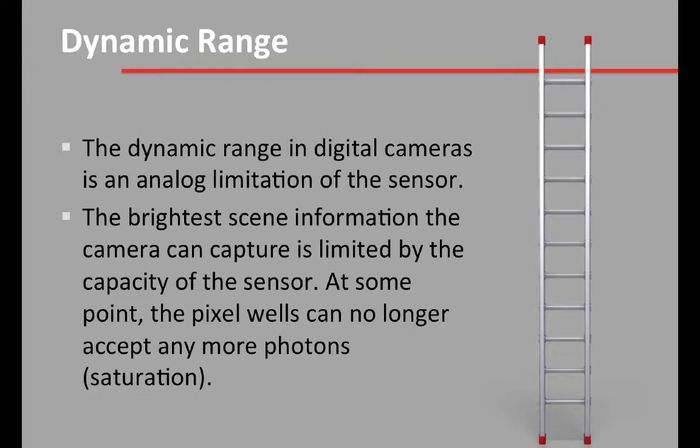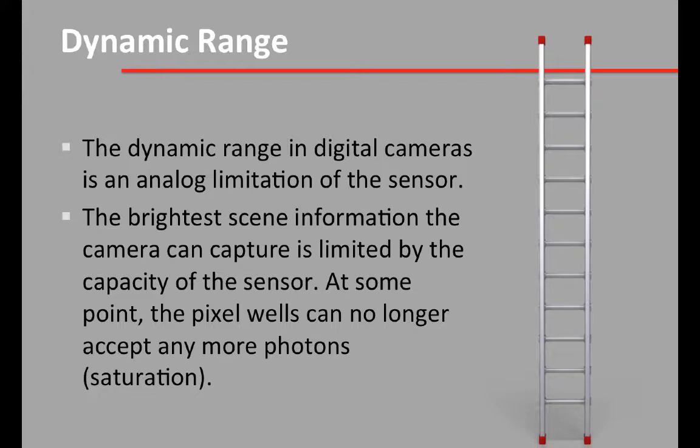So the dynamic range in digital cameras is an analog limitation of the sensor. It's a physical analog limitation that the sensor can record. It's a limitation based on two elements: how much light it can record in the brightest areas and how much light it can record in the darkest areas. So let's look at the brightest area first. The brightest scene information the camera can capture is limited by the capacity of the sensor. At some point, the pixel wells can no longer accept more photons.